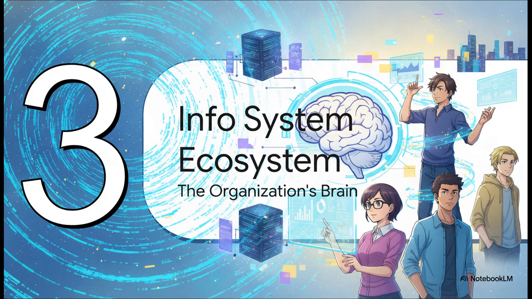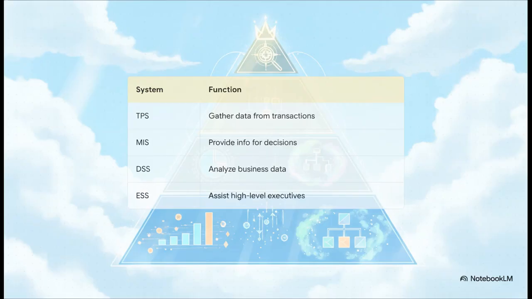Section 3. The information system ecosystem, the digital brain of an organization. Now, I know this might feel a little bit like an alphabet soup of acronyms at first, but don't let it overwhelm you. Let's just pace ourselves and group these acronyms by their corporate function.